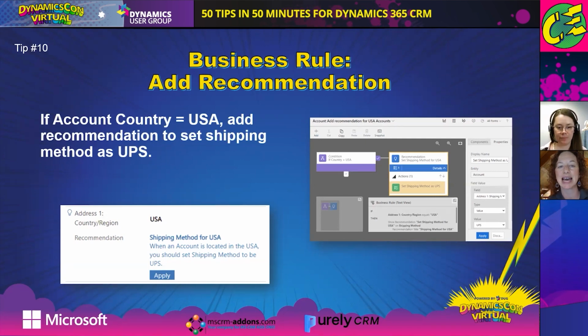And this example is if my account's country is USA, I want to add a recommendation to set the shipping method as UPS. I mean, this could be whatever field value you want. What's nice is on the left-hand side here, you can see what it looks like. It has that apply button, so your users can click that apply button and it will take that action for them. Isn't that cool? I love business rules. I think the recommendations are so cool, but nobody ever uses them, which is very sad.